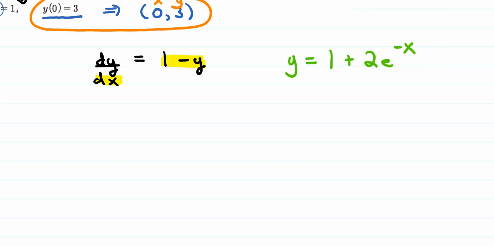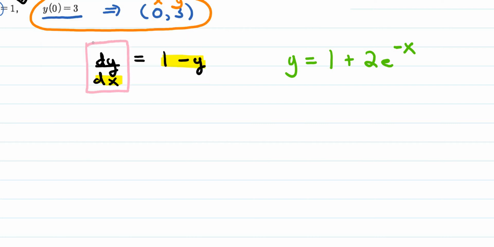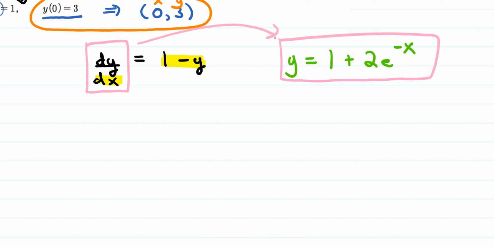If I take a look at my original problem here, let me use a pink marker. If I highlight the left-hand side in pink, that means I need to find the derivative such that the left-hand side will equal the right-hand side. This is my solution, so let's take its derivative now, which is y prime equals 0 plus 2e to the negative x, and then using the chain rule, the derivative of negative x is negative 1.